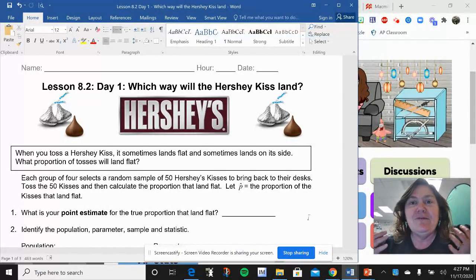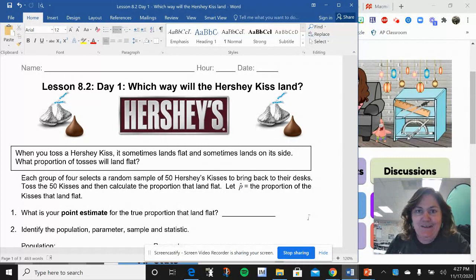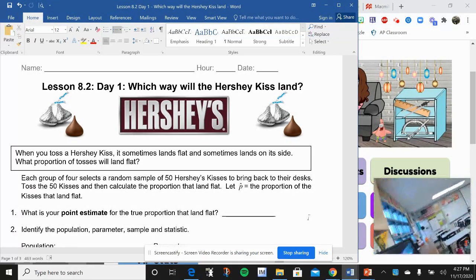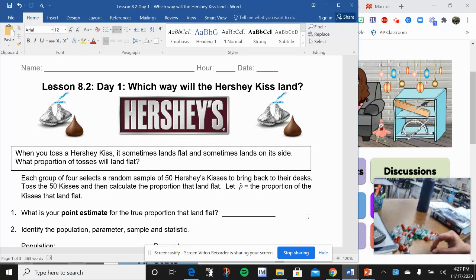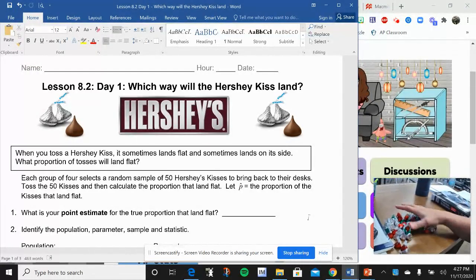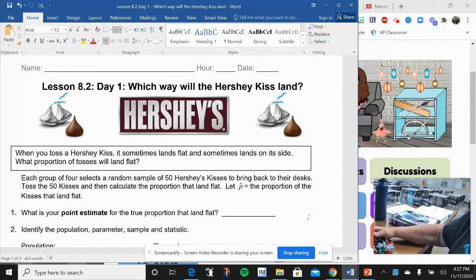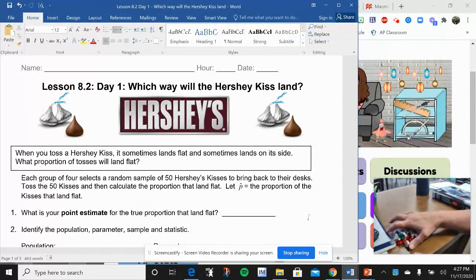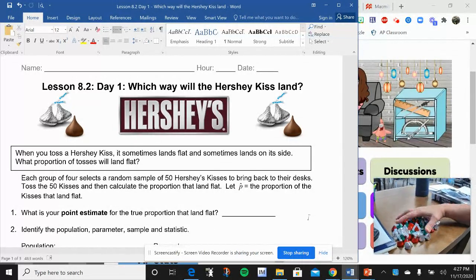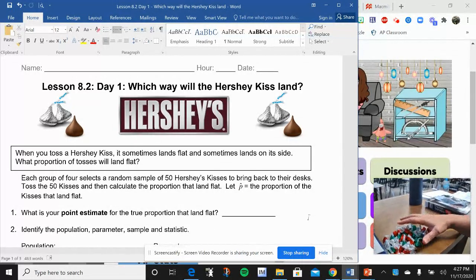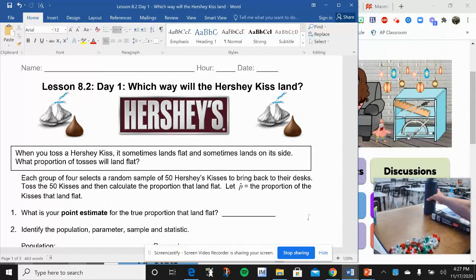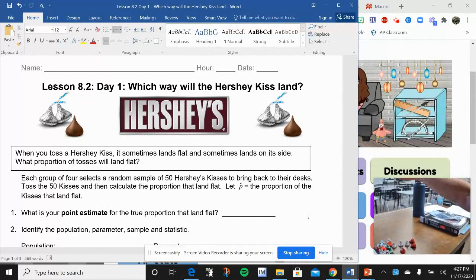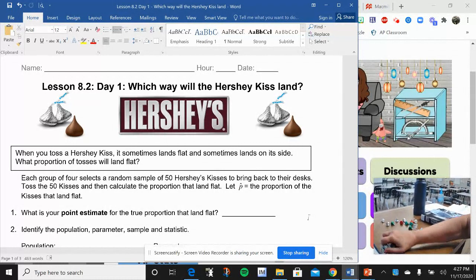If we were in the classroom, each one of you would be in groups of 4, and you'd be tossing these Hershey Kisses and keeping track of what proportion landed flat. Unfortunately, due to COVID, we can't do it exactly like that. So I have Hershey's Kisses right here on my desk. I got a random sample, a bag bought at Target, and I have 50 Kisses sitting here now. I'm going to toss a bunch at once on my desk and we'll see how they land.